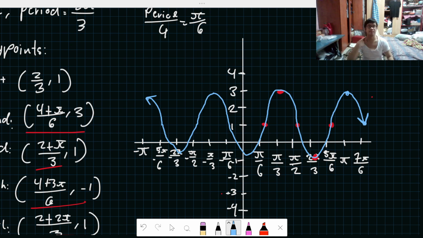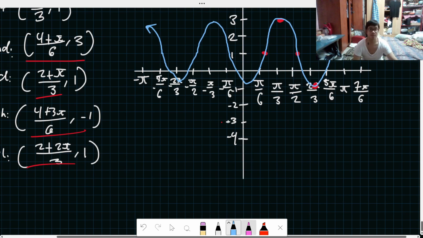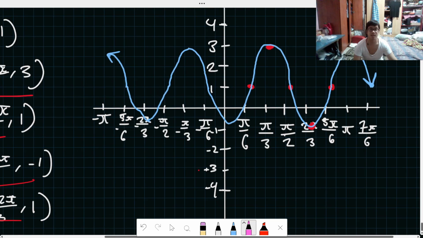Now, how are we going to interpret this one? Let's start first with the middle line. The middle line is basically just tracing these three points here. So you have this one.